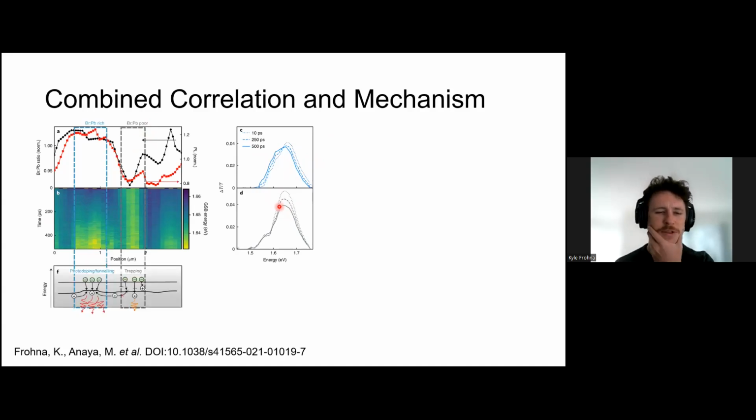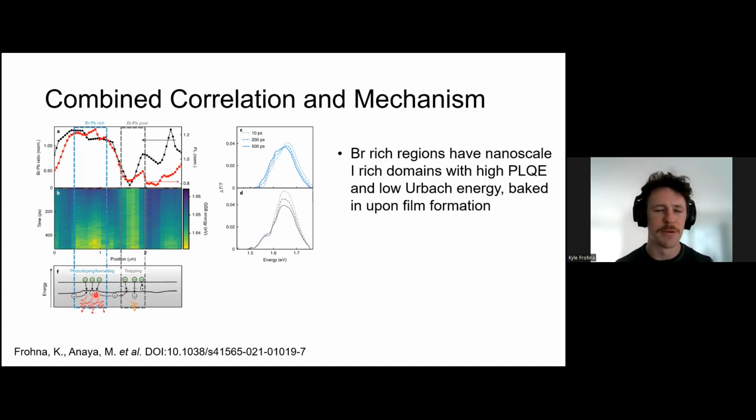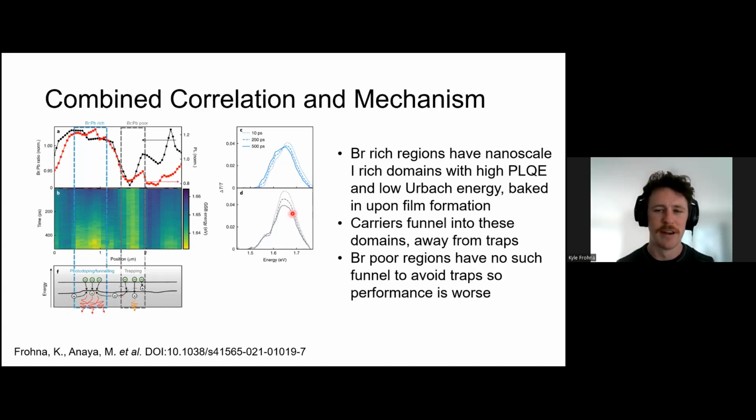And so that led us to an understanding of what's going on, in that it seems that in a lot of the bromine to lead rich regions, they actually have small low energy inclusions in them, which are iodine rich. And that sets up an energetic gradient where carriers can funnel down into. It increases their local carrier concentration and pulls them away from trap states and allows them to radiatively recombine more effectively. And so that was quite interesting. So that's what I've said here.